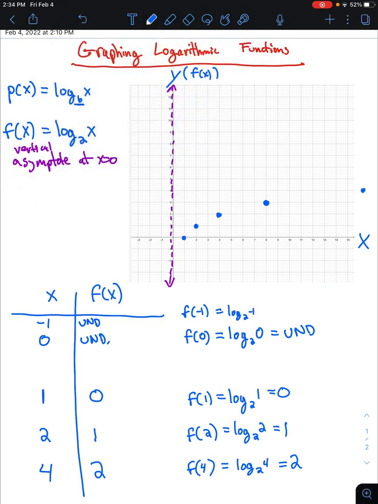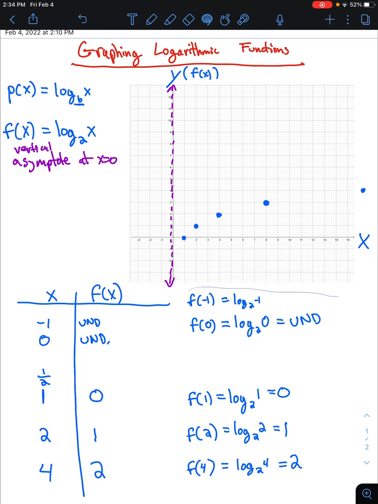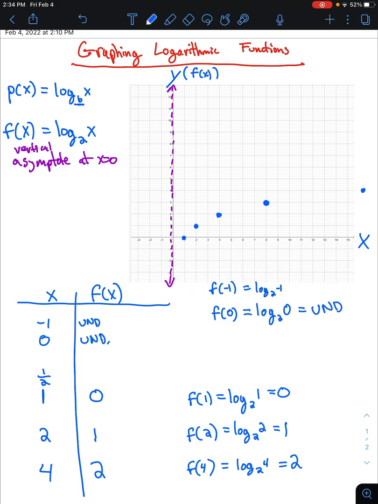So what if we were to put in, for example, 1/2? Okay, let me move this real quick. If I put f of 1/2, this is saying log base 2 of 1/2, or 2 to the what equals 1/2. And knowing our rules of exponents, 2 to the -1 equals 1 over 2 to the first equals 1/2. So our output here is -1.